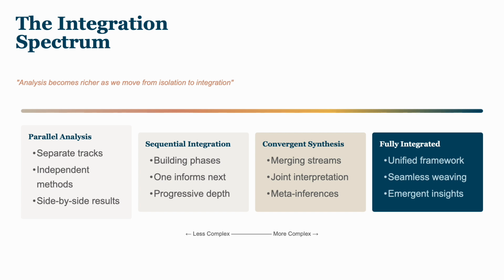Moving inward, we see sequential integration, a building phase where one method informs the next to provide progressive depth. Next is convergent synthesis, where we actively merge streams for joint interpretation to create meta-inferences. Finally, on the far right, we reach the most complex stage, fully integrated analysis, where we use a unified framework with seamless weaving to generate emergent insights that wouldn't exist if the data were kept apart.